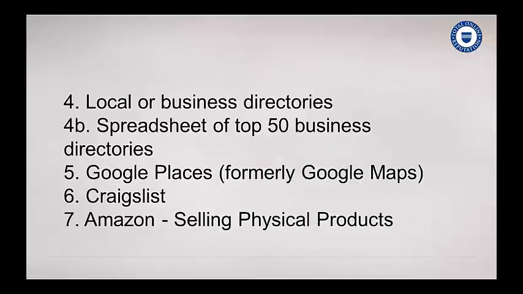The fourth lesson is talking about local or business directories. And we also have a spreadsheet for you of the top 50 business directories out there. The fifth lesson is talking about Google Places, which is formerly known as Google Maps. The sixth one is talking about Craigslist. And the seventh one is talking about Amazon and how to sell physical products on Amazon.